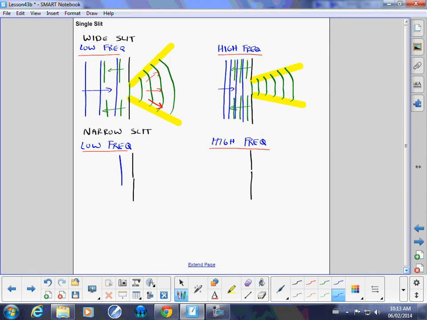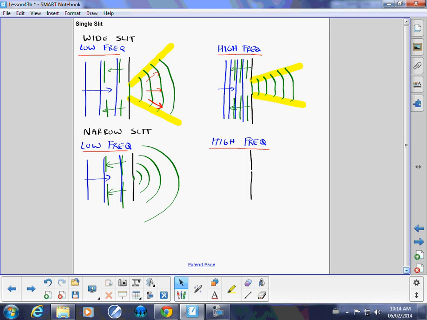So low frequency, I'm going to try to draw the same sort of spacing for my waves. We still get that reflection back. And now we have this little bitty hole. As that hole gets smaller and smaller, it starts to act more and more like a point source. And if you pass a low frequency through a very small hole, then it starts to act more and more like a point source. I'll just spread them out a little bit more. All right, so low frequency will spread out virtually like a point source. Not quite, but pretty darn close as that hole gets smaller and smaller.